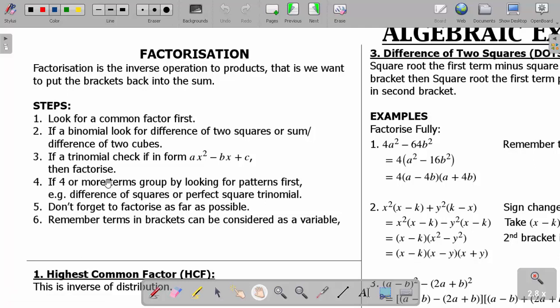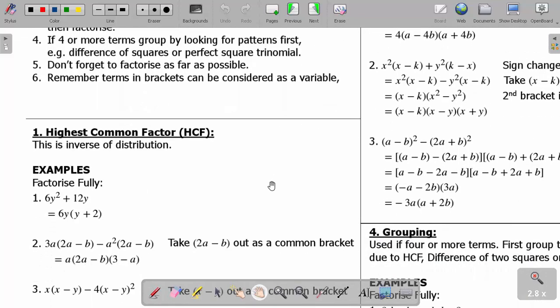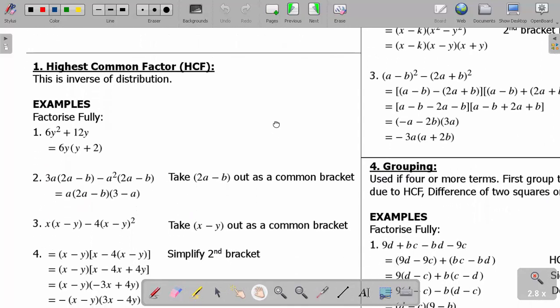If there are 4 or more terms, you do what? Group by looking for the patterns first, for example, difference of squares or perfect square trinomial. Then here we are saying don't forget to factorize as far as possible, and remember the terms in brackets can be considered as a variable. Now the first one to start with is the highest common factor, HCF, where we take it out. This is the inverse of distribution.